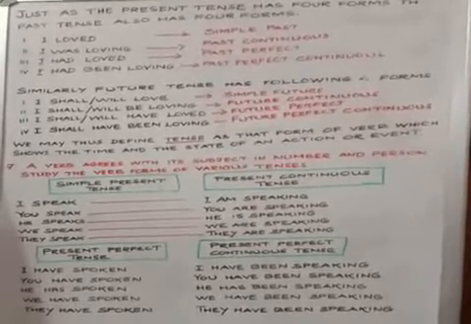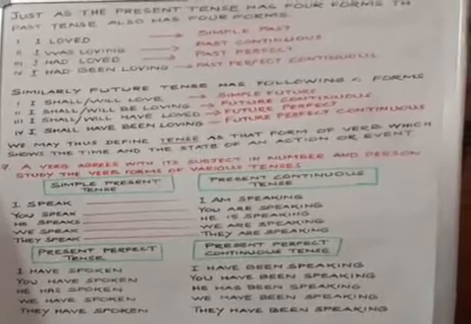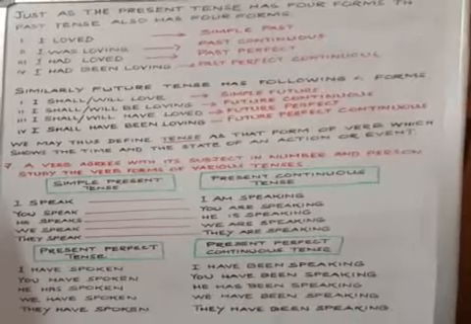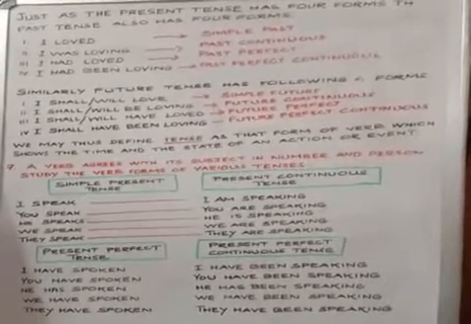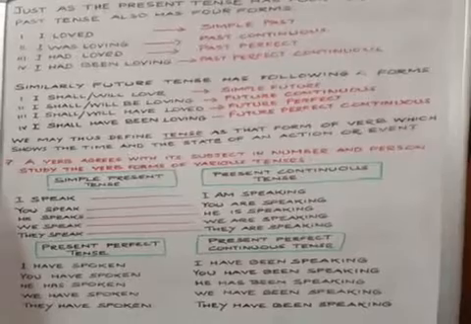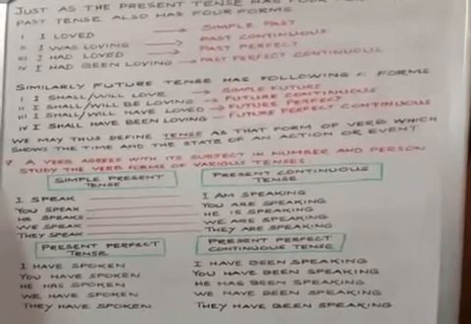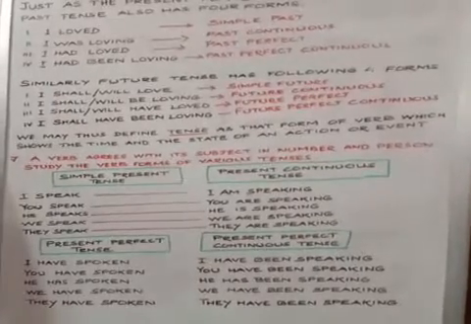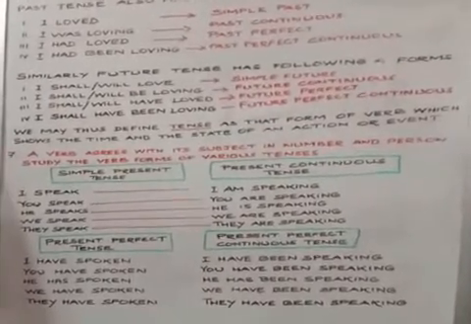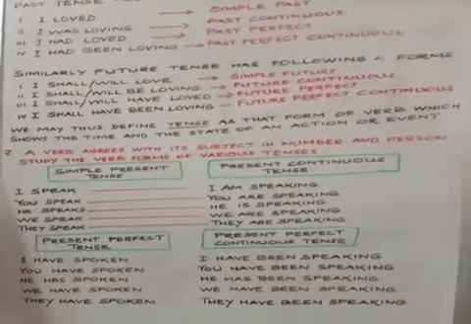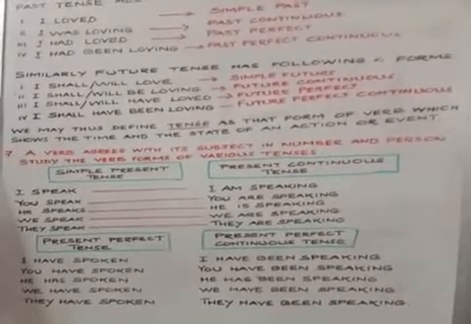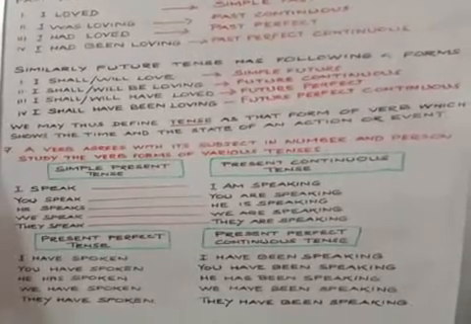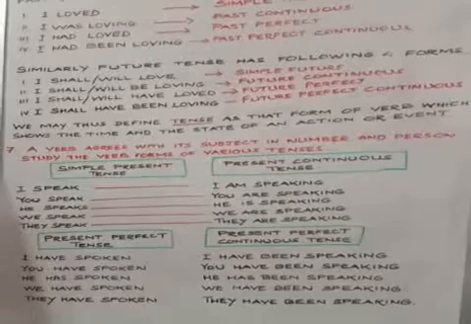Similarly, future tense has the following 4 forms. I shall or will love, simple future. I shall or will be loving, future continuous. I shall or will have loved, future perfect. I shall have been loving, future perfect continuous. We may thus define tense as that form of verb which shows the time and the state of an action or event.